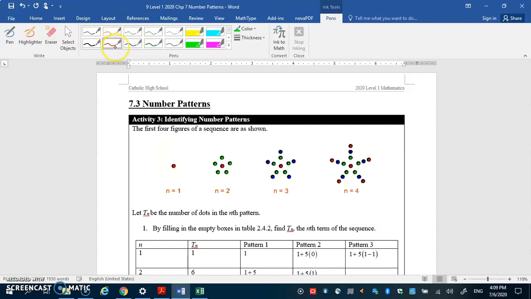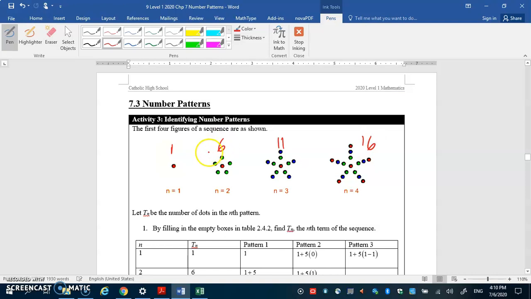Now let's look at the number of dots in every pattern. Over here we have 1 dot. Over here we have 6 dots. Over here, if you count the number of dots, we have 11: 1, 2, 3, 4, 5, 6, 7, 8, 9, 10, 11. And over here, if you count the number of dots, 3, 9, 12, 15, 16. Okay, so we have 16 dots over here.